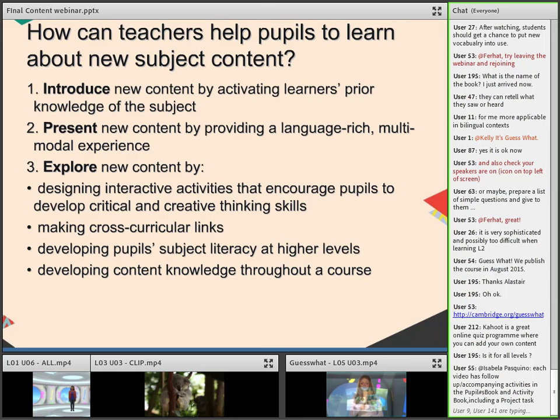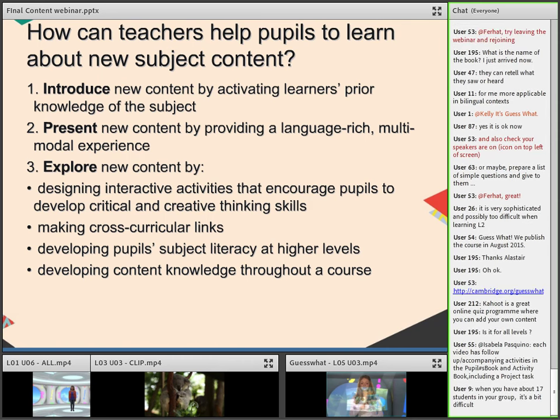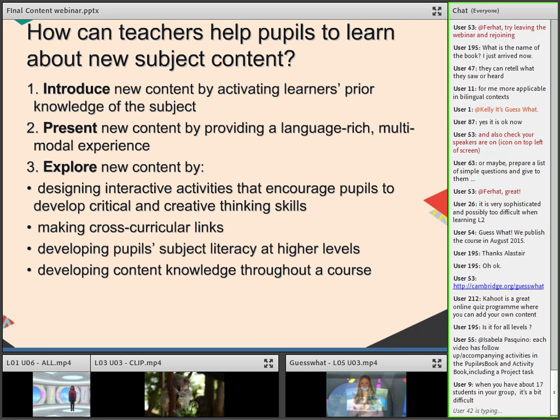Also through projects, they make cross-curricular links, and by developing pupils' subject literacy with the text examples you saw from geography and history at higher levels. And the final point you saw was the developing of content knowledge, not just language knowledge, but content knowledge throughout a course.